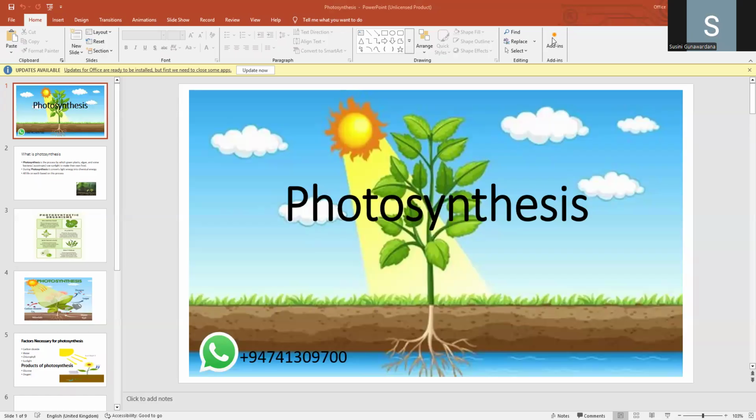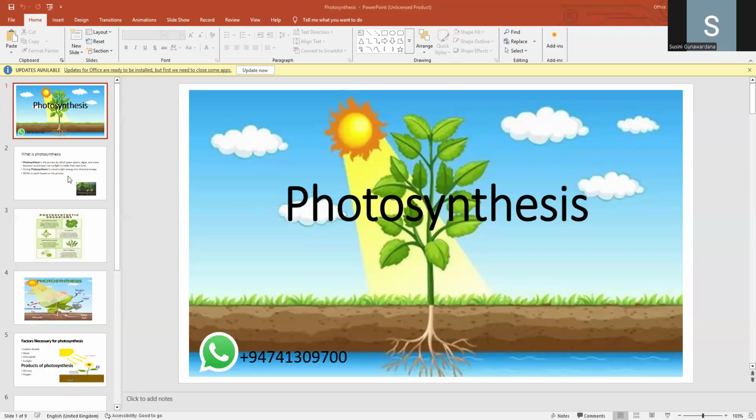In plants, this process happens when they use sunlight to combine water from the soil and carbon dioxide from the air to make their own food called glucose. This food gives the plant energy to grow and survive. During this process, plants also release oxygen into the air, which is essential for living organisms like us. Simply put, photosynthesis is how plants use sunlight to make their own food and support life on Earth.